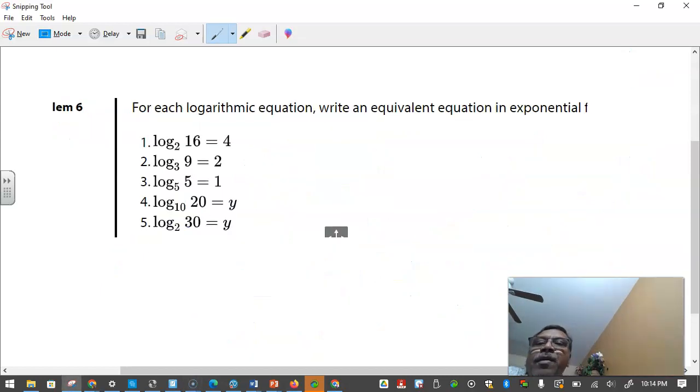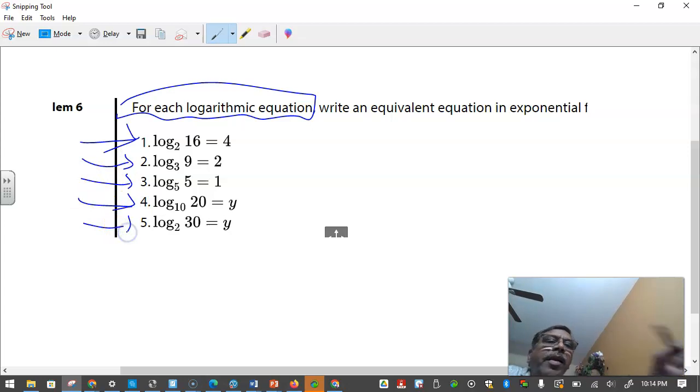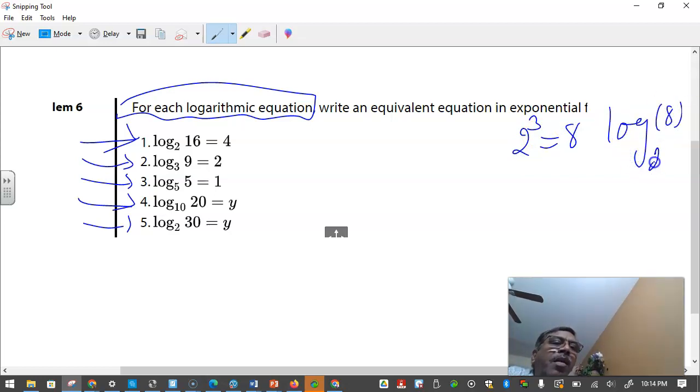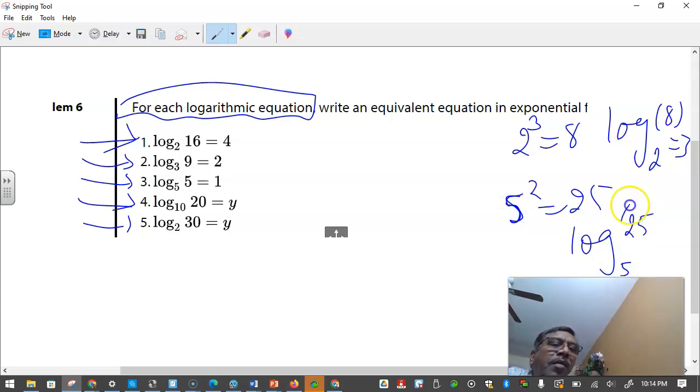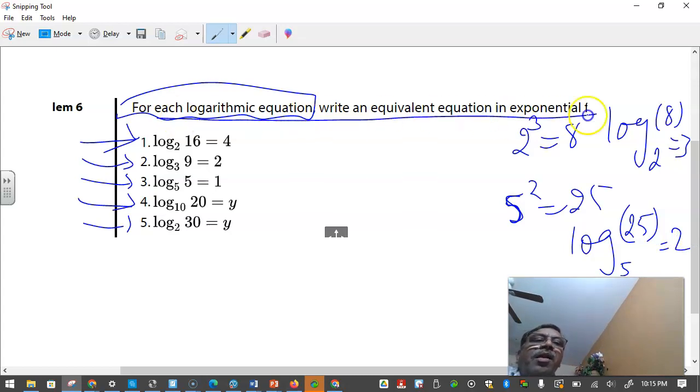Go to the next. For each equation, you are given the log form, right? And you need to write it in the exponential form. Again, I'm repeating this. Remember, if I write 2 raised to 3 is 8, then you say the logarithm of 8 to the base 2 is 3. That's all it is. 5 raised to 2 is 25, right? So the base here is 5. Put the 5 at the bottom, and then of 25, the answer is 2. That's all it is. You just have to write it in the exponential form.